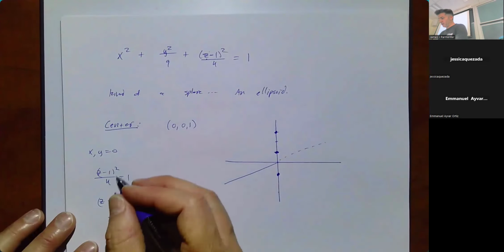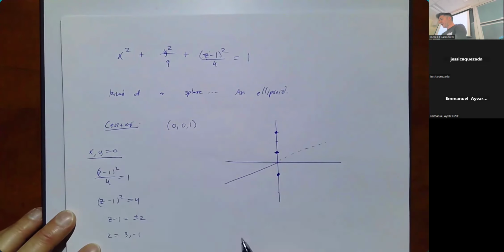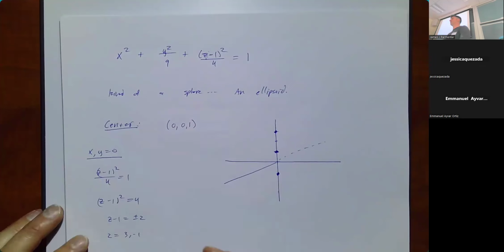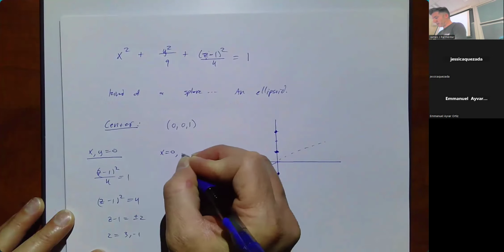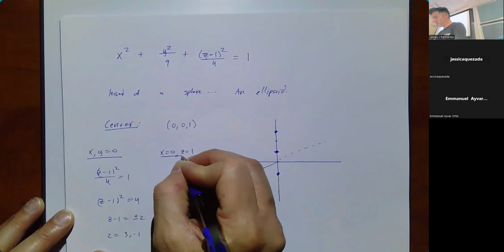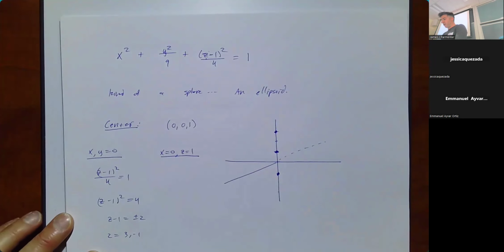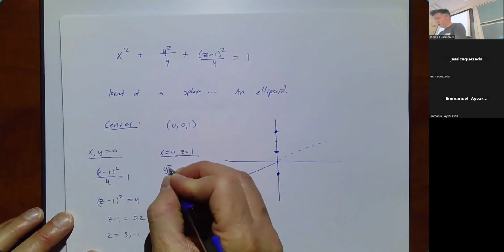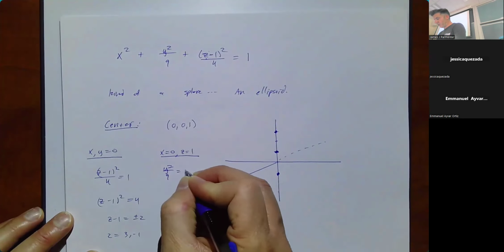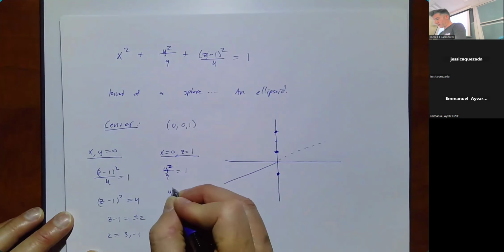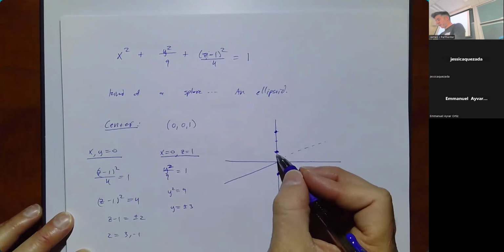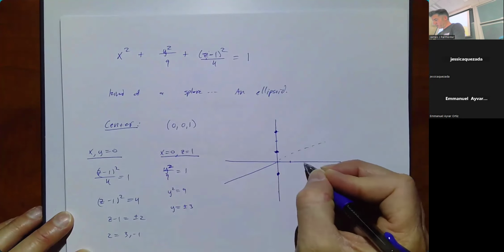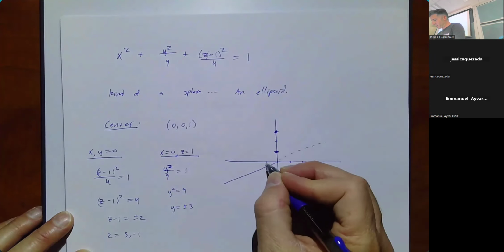I'm going to do the same thing for the other variables, except I should be a little more careful. I'm not setting everything equal to 0 exactly because I picked a different center. So I really should say, I'm going to set x equal to 0 and z equal to 1. If I do that, I'm left with y squared over 9 equal to 1, which means y squared is equal to 9, y is plus or minus 3. So from the center, I can go 3 to the right and 3 to the left.